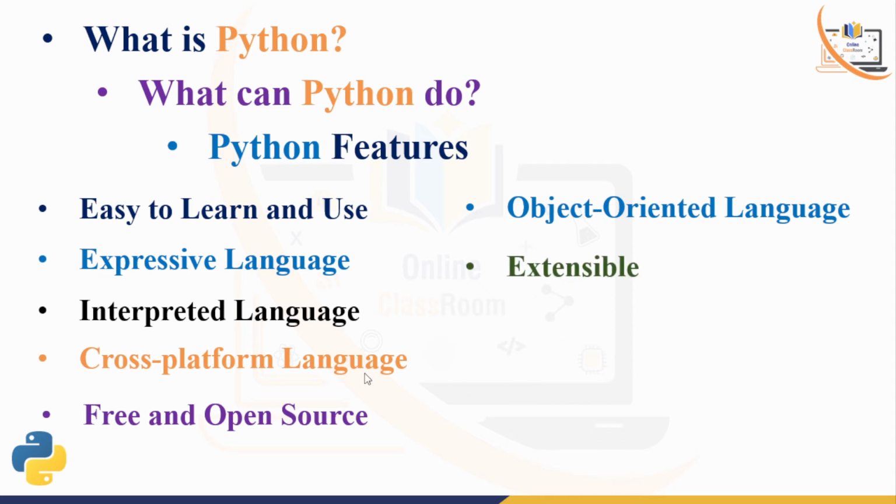And the next one is extensible. Why? Because other languages, suppose C or C++, can be used to compile the code, and thus it can be used further in our Python code also. And it converts the programs into bytecode, and any platform can use that bytecode. So that's why we can say Python is an extensible language.